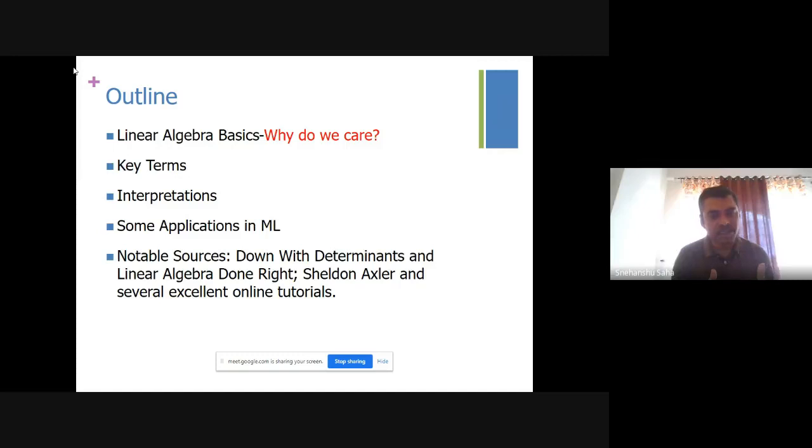It is in this context that there are two excellent books by Sheldon Axler. One I have already shared with you, and the other one is Down with Determinants. This I cannot find online, but the one that I shared with you, Linear Algebra Done Right, should actually serve the purpose.